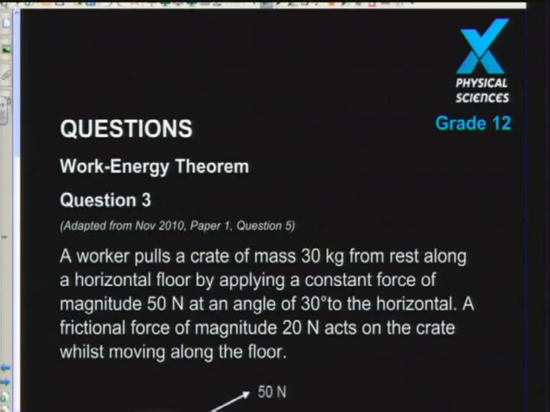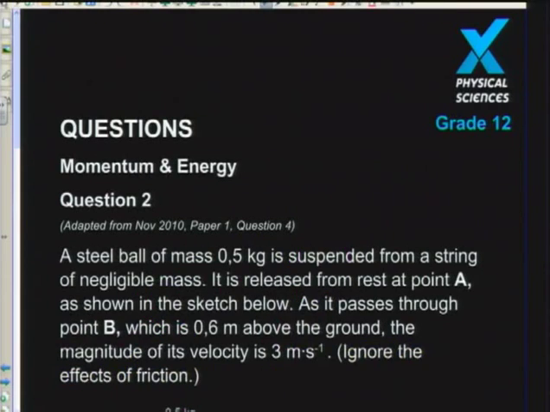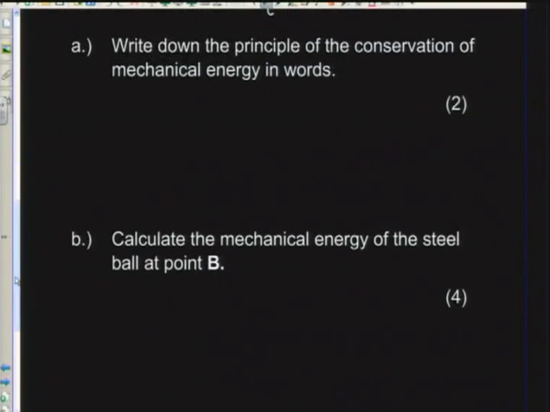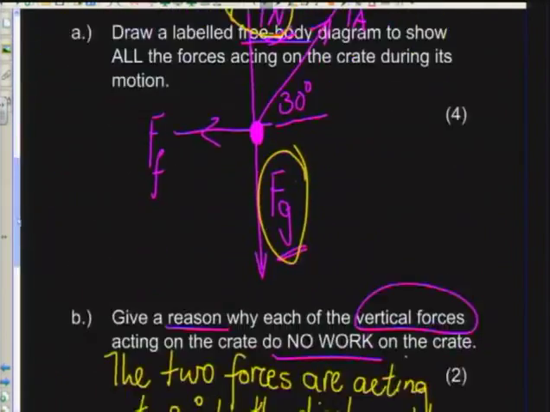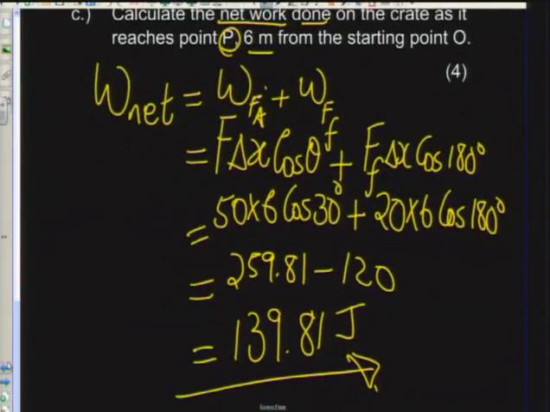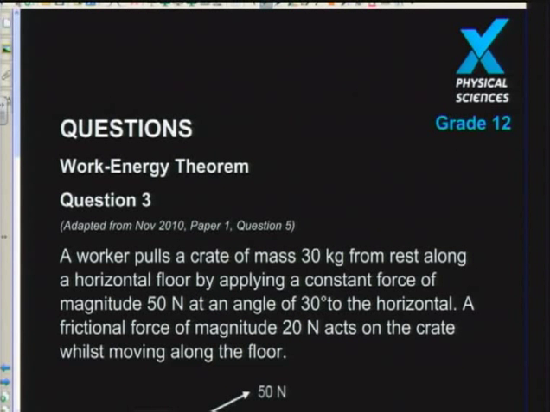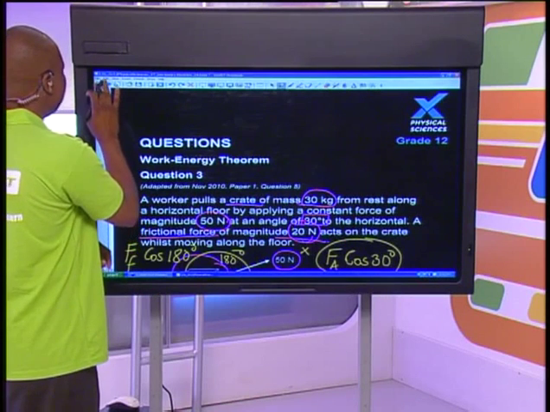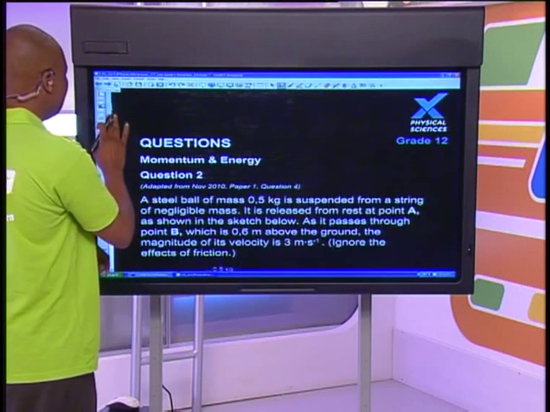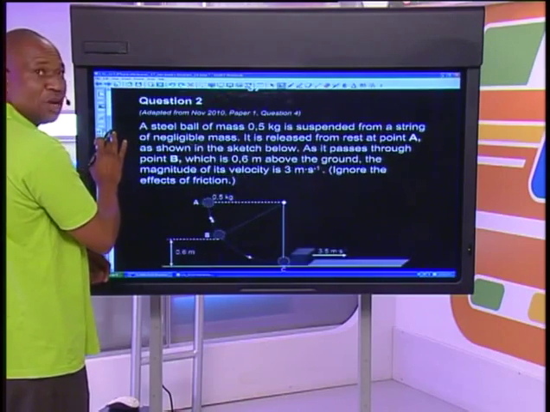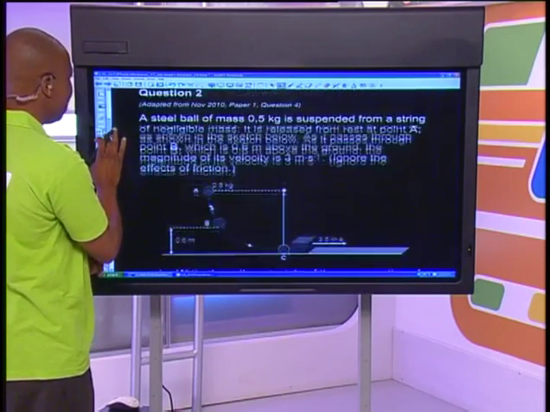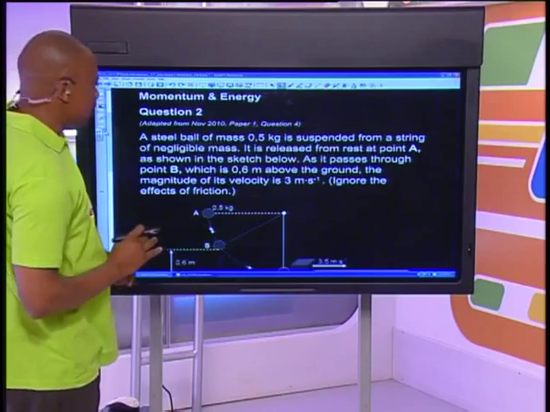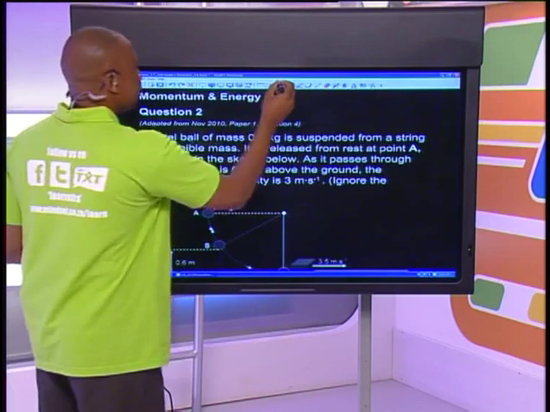So that's what you have there, finding the net work. All right, now let me check what I have here. I think we should be having a few more questions there, but let's go back to question number 2. Let me see if we can do a little bit of question number 2 with the few minutes that we are left with.